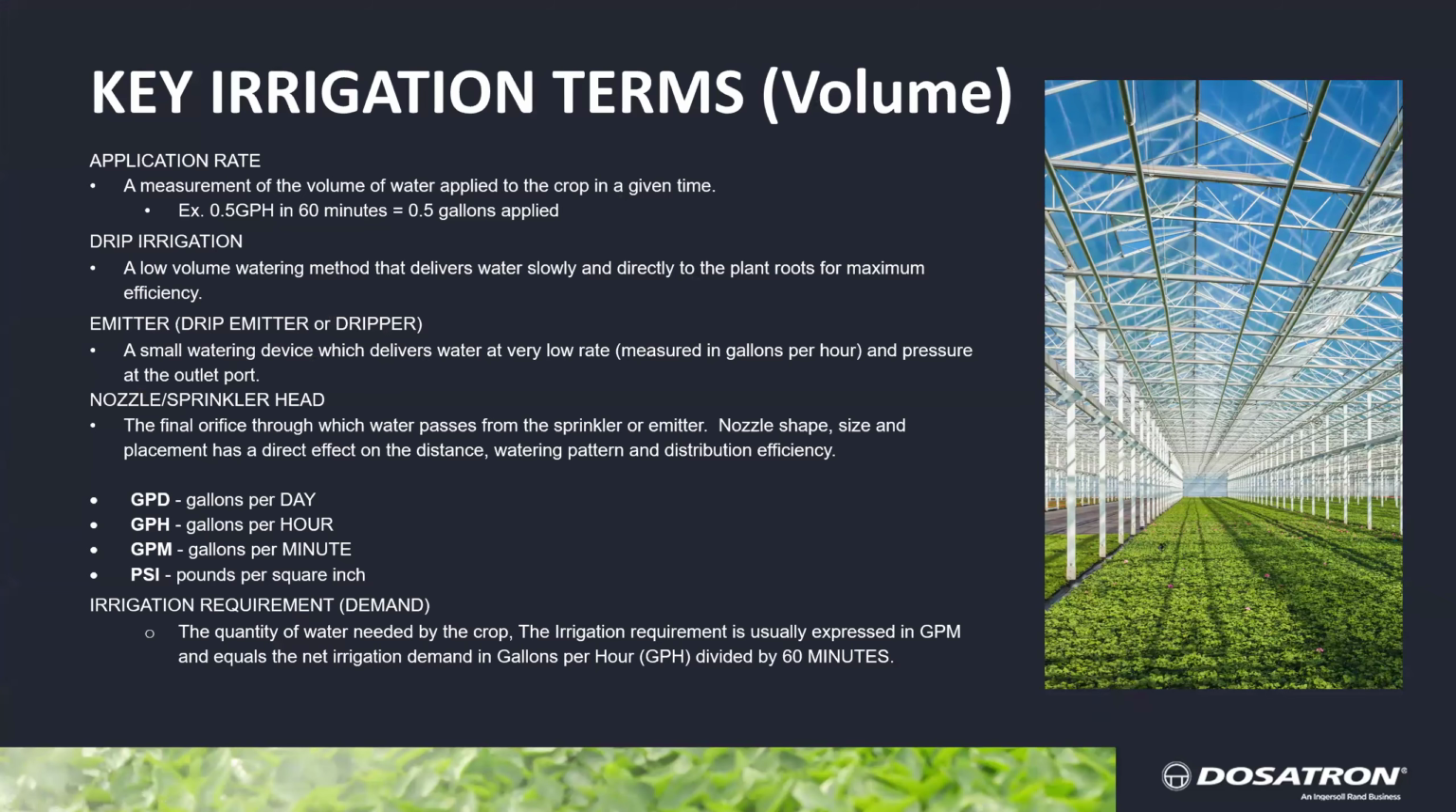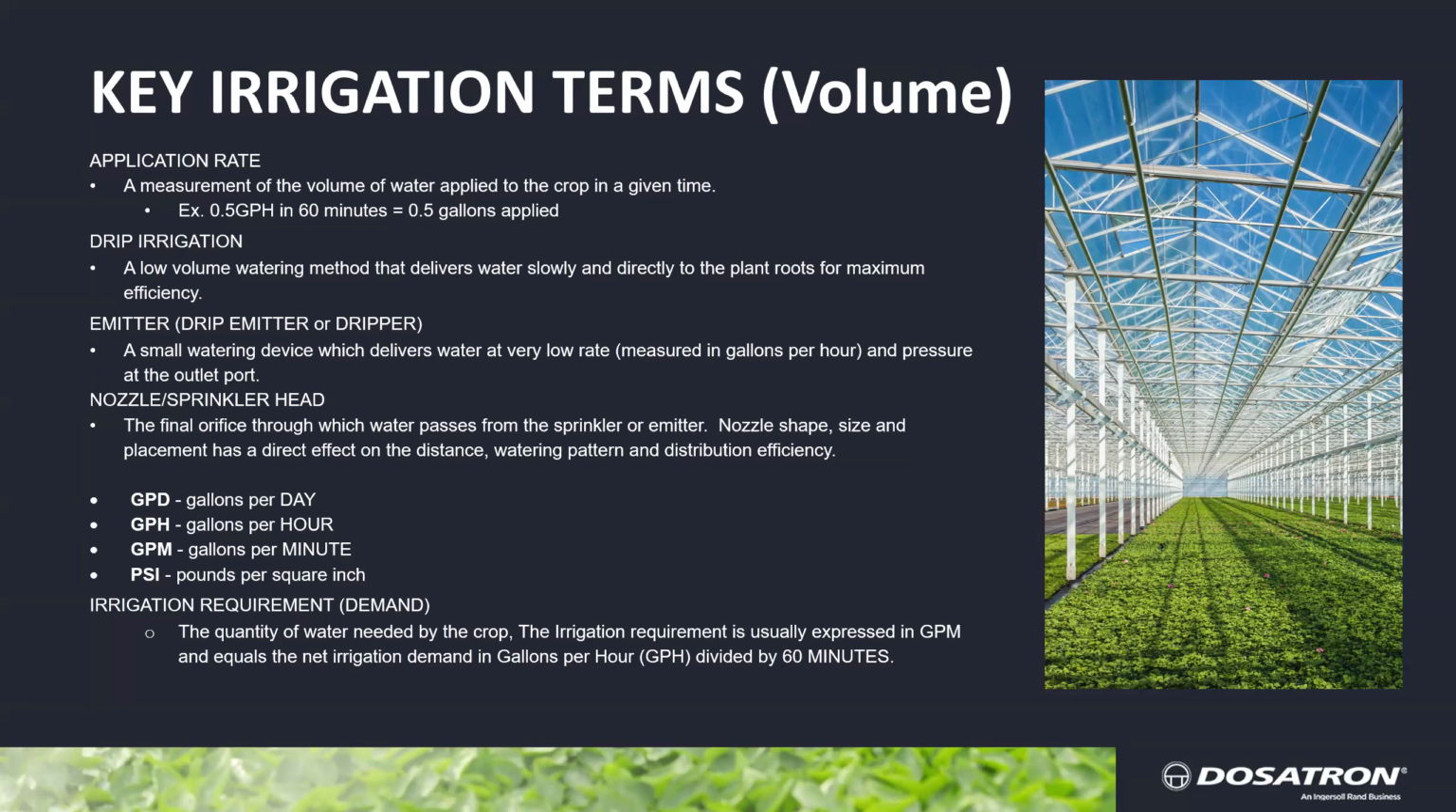So, to start, it is a good idea that we understand some of the key irrigation terms that you will hear in this presentation, but also out in the field and in your own experiences. So, we'll start with key irrigation terms as they relate to volume. The first one we have here is application rate, which is a measurement of the volume of water applied to the crop in a given time. So how much volume have we put down in an irrigation event, right?